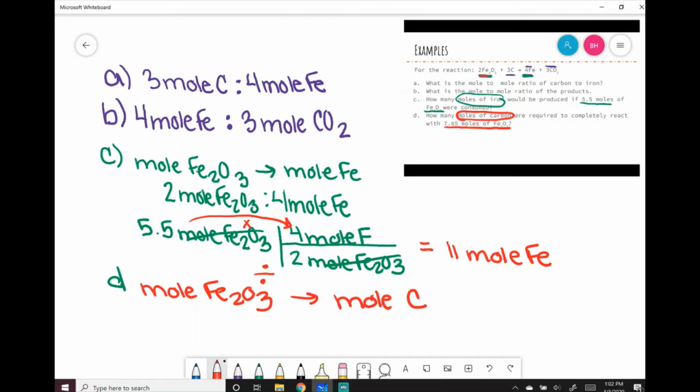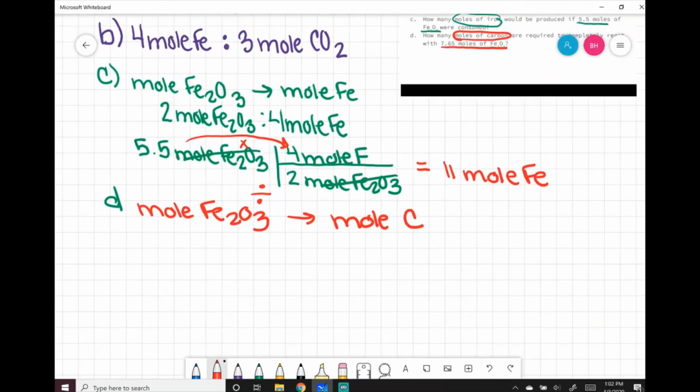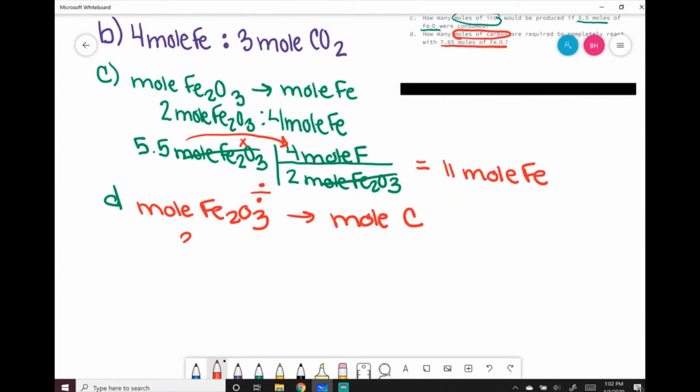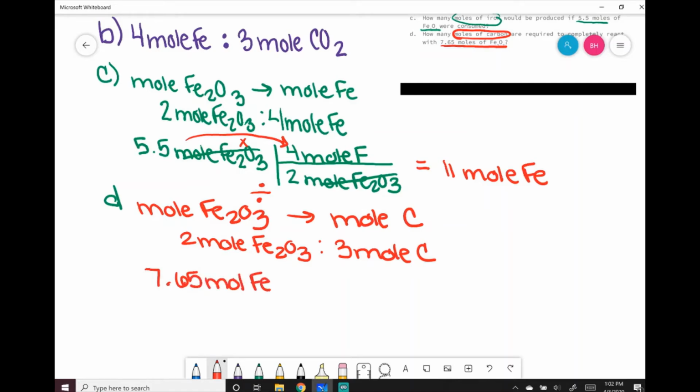So here we are, 2 to 3. That's my mole to mole ratio. I'm going to go ahead and move this up. So I have 2 moles of Fe2O3 to 3 moles of carbon. So this is going to be my ratio that I plug into my formula. So start off with what we're given. We know we have 7.65 moles of Fe2O3.